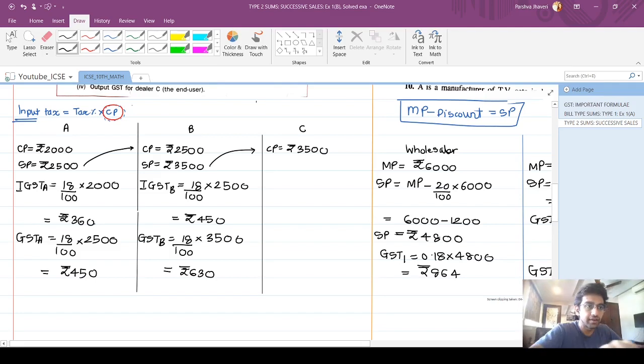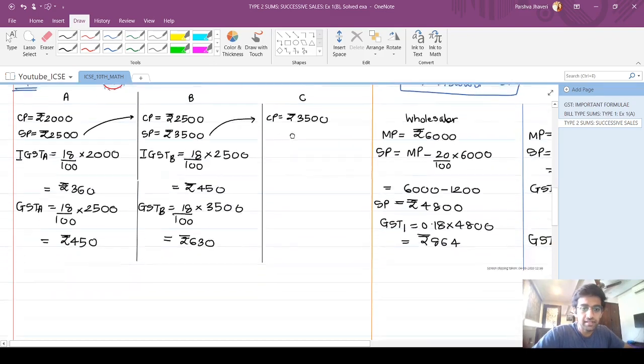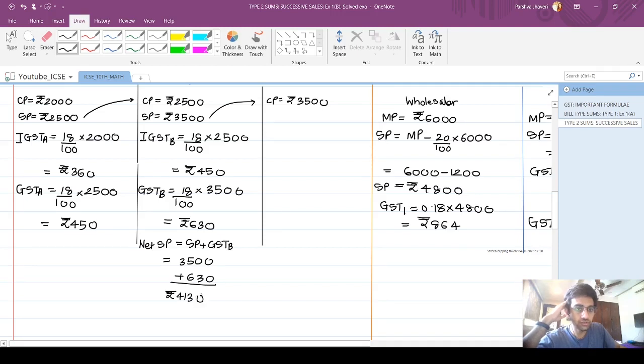Now what else do we have to find? We have to find the total cost price for dealer C. Now when they ask you the total cost price for dealer C, you need to find the net SP of B, because he sold it to C, right? So what was the total bill amount for C is basically the total SP of B. So net SP is nothing but SP plus GST of B, or SP plus tax. So 3,500 plus 630 will come out to rupees 4,130. So C's net CP is rupees 4,130.